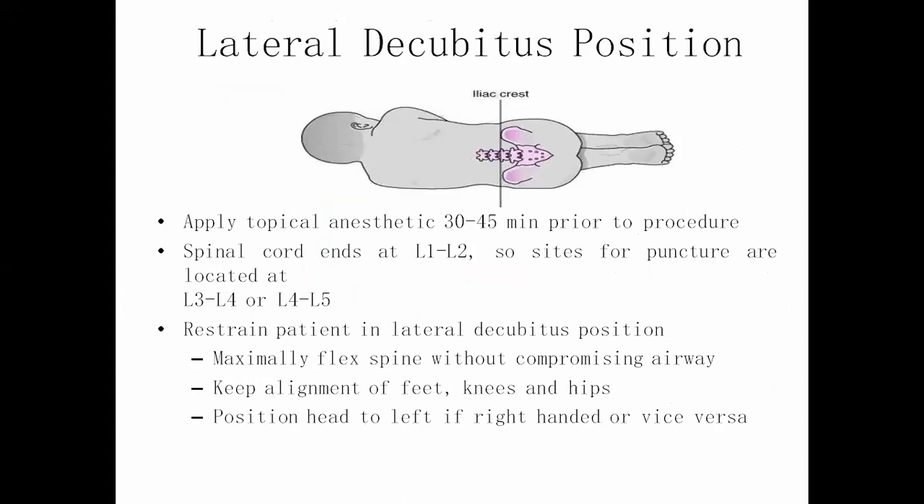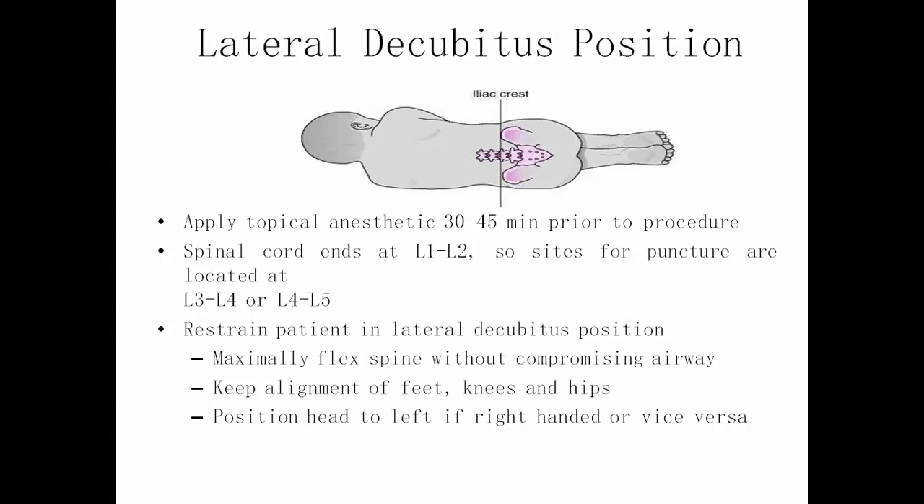Any topical anesthesia should be given half an hour prior to the procedure. And then the spinal cord: remember this point, it is important. Your spinal cord ends at L1 and L2. So the site of the puncture should be below L1 and L2, especially between L3 and L4 or L4 and L5, because your spinal cord ends at L1 and L2.